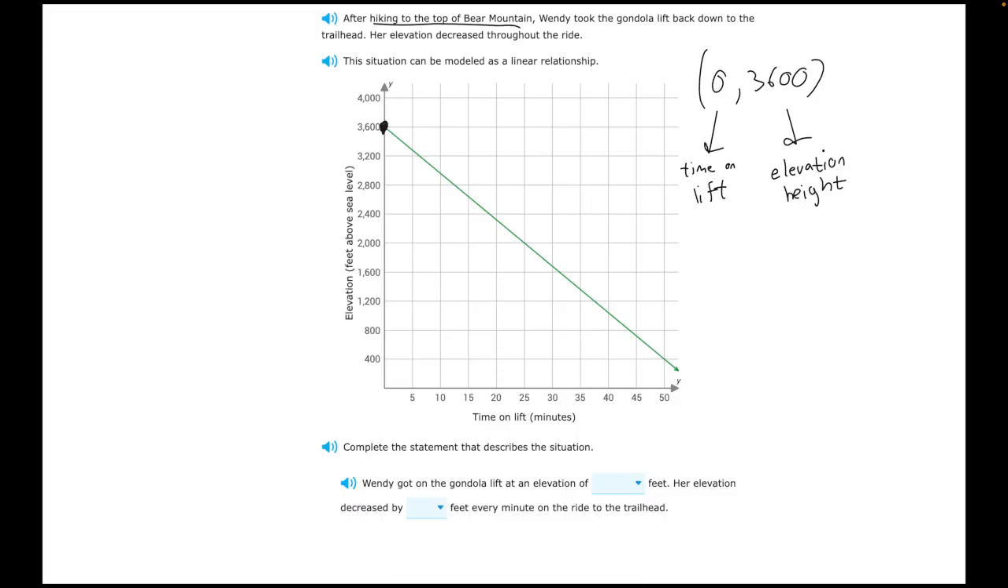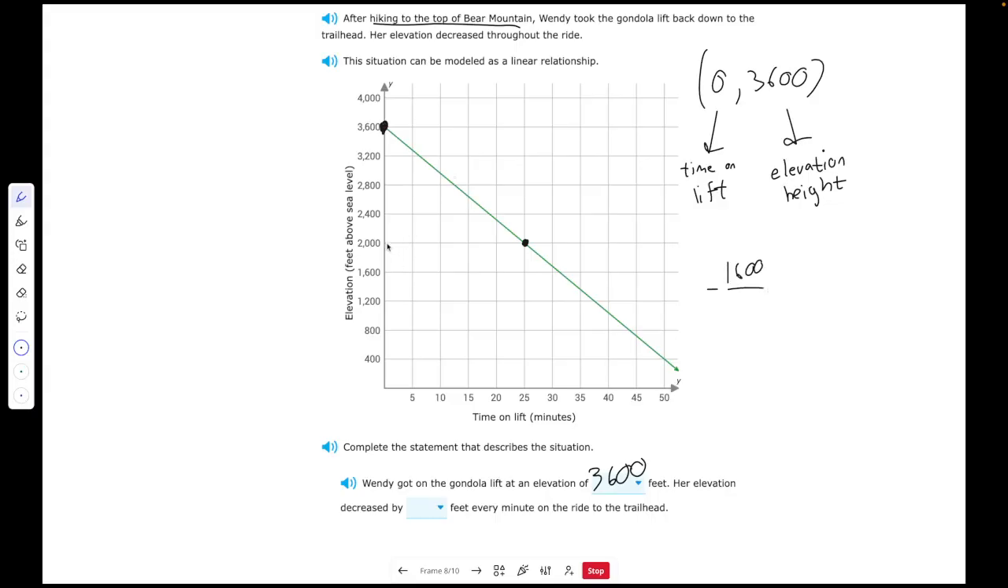So Wendy got on the gondola lift at an elevation of 3,600, right? She went to the top of the mountain and then she gets on the lift. Apparently the top of this mountain is 3,600 feet. And then it says her elevation decreased by, so now we're talking about slope. So to calculate slope, let's pick 2 points here. And pay attention to the scales. This is 400, so 400, 800, 1,200, 1,600. So it's negative 1,600 because we're going down.